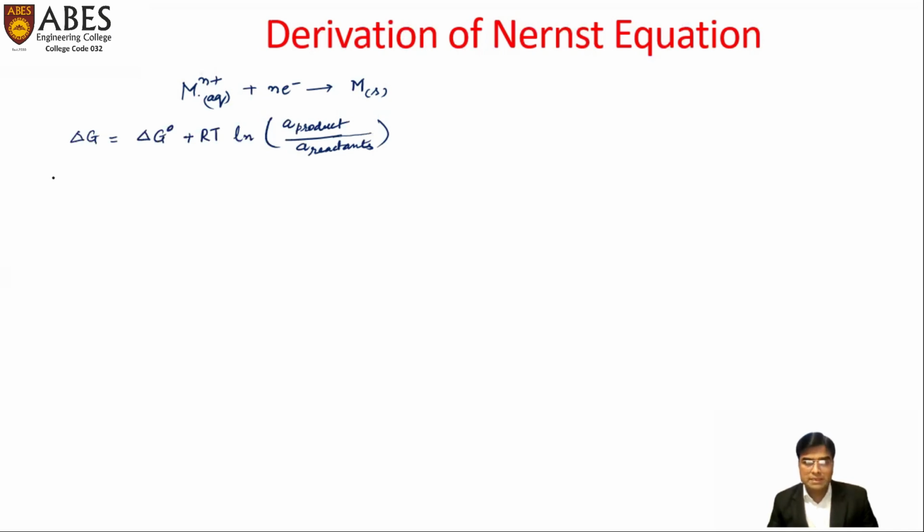But we know that delta G is equal to minus NFE, and delta G naught will be equal to minus NFE naught. So if we substitute these values here, it will become minus NFE equal to minus NFE naught plus RT ln activity of products upon activity of reactants.